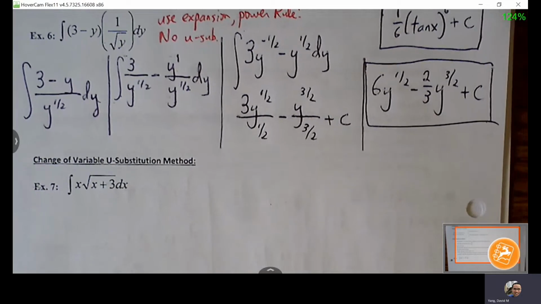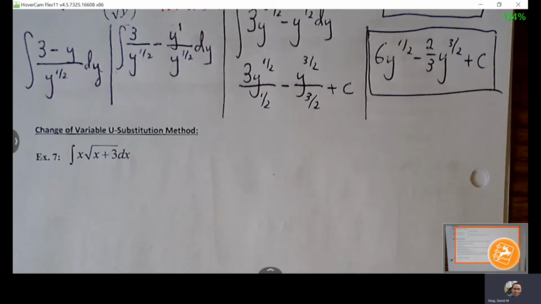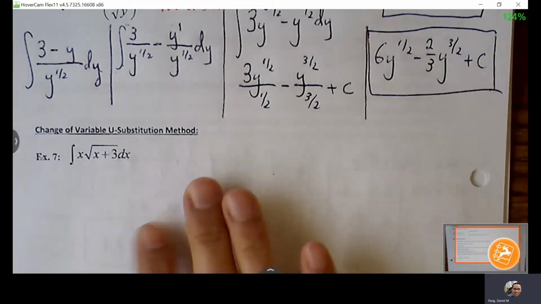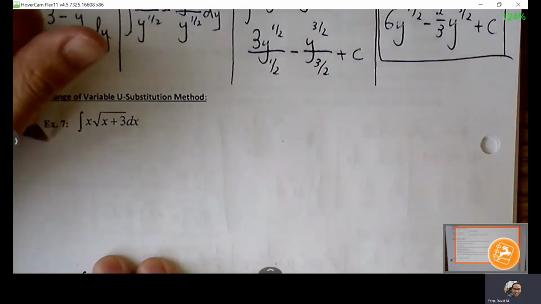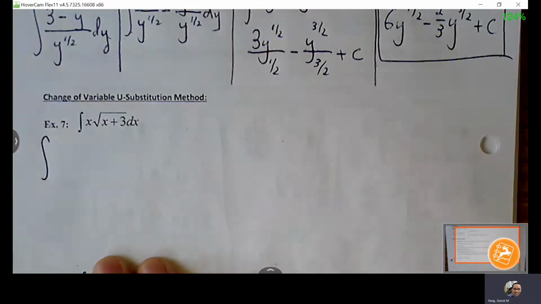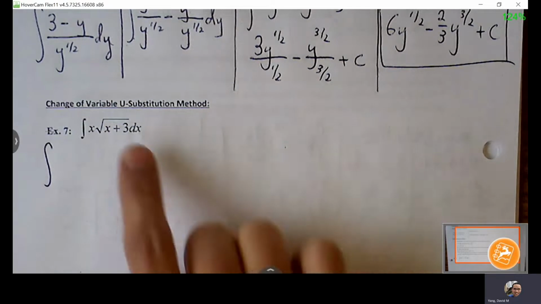Okay, I want to start this next topic here. This is change of variable U-substitution method. Let's just approach this problem like we normally would a previous problem, right? First step, can I expand this? Can I just distribute that x through? No, order of operations, we can't do that, so we're stuck having to go through U-substitution. If I want to do U-substitution, I need to create a set of parentheses. Can I see a set of parentheses here? X plus 3, okay.